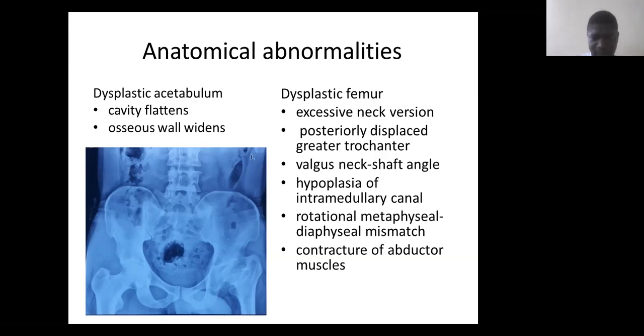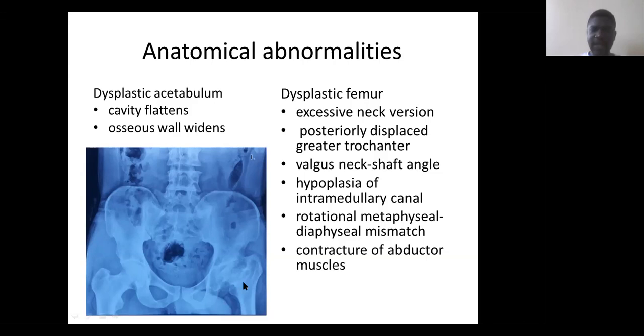So the proximal femur demonstrates a short neck, then an aspherical femoral head, as we can see comparing this plastic left hip to the right. Then we also have an excessive femoral anteversion. You cannot appreciate it on this one. Then a posteriorly displaced greater trochanter.